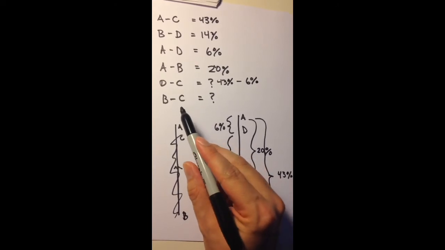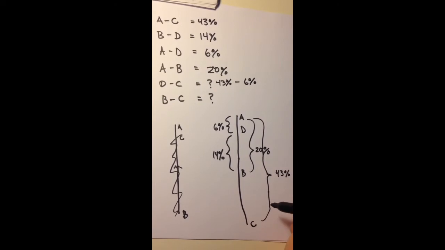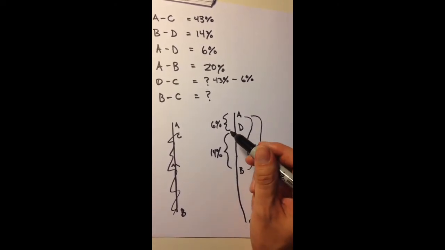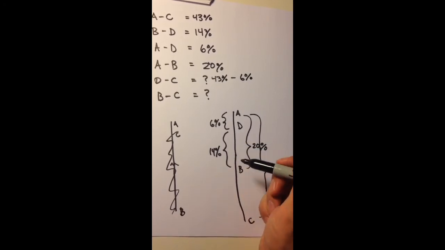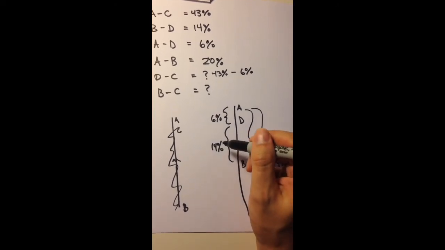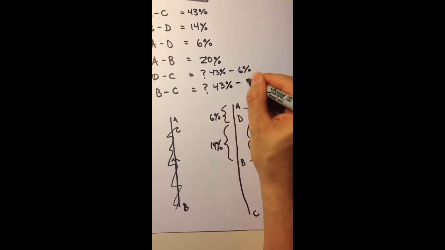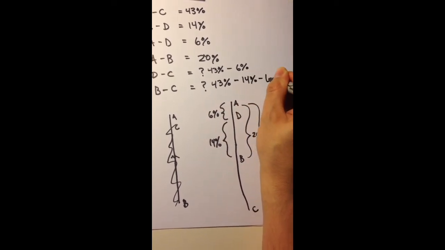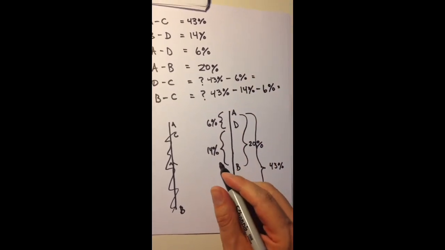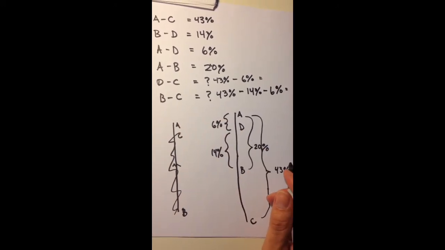Okay? And so the distance between B and C you would figure out similarly. So the distance between A and C is 43%, and so you would subtract the distance between these two distances here, so 14 and 6%. So 14% minus 6%. So then you would have your distance between these two unknowns.